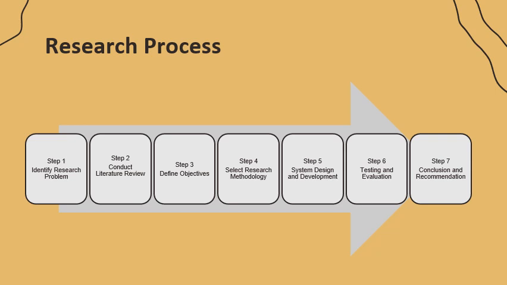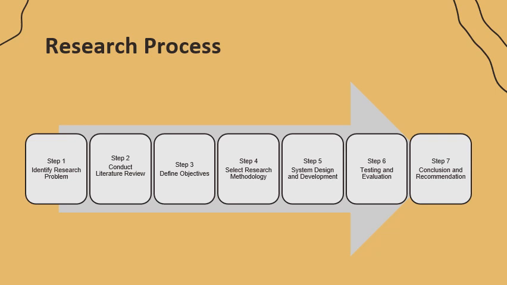Now, this is the research process. You can see that there are 7 steps. These are the steps that you will be following for you to be able to conduct the whole entire academic research.